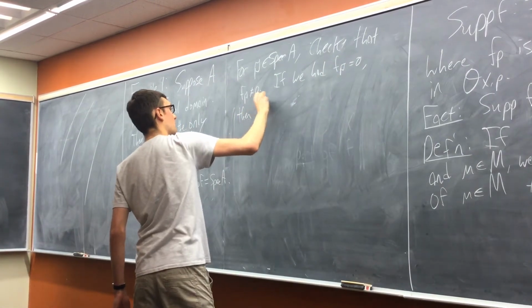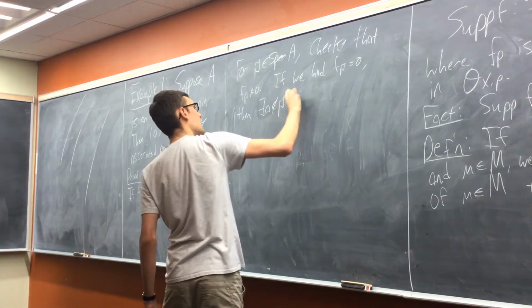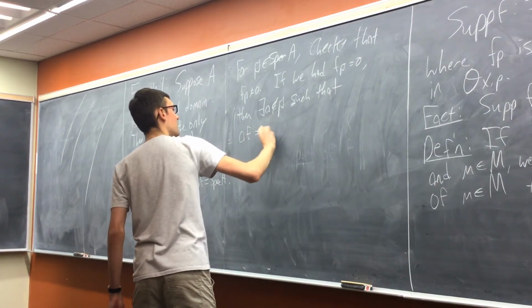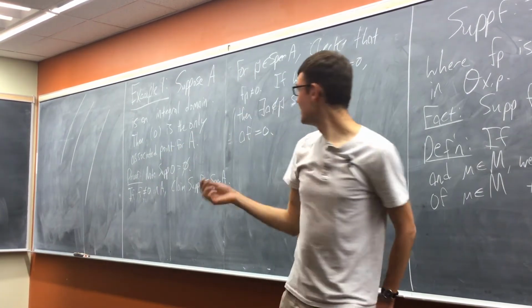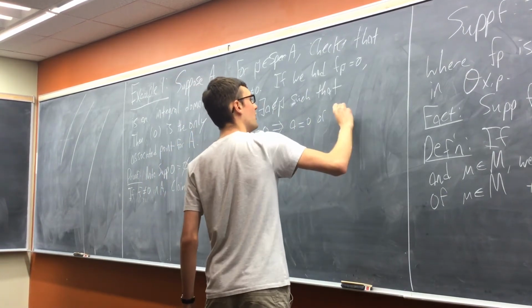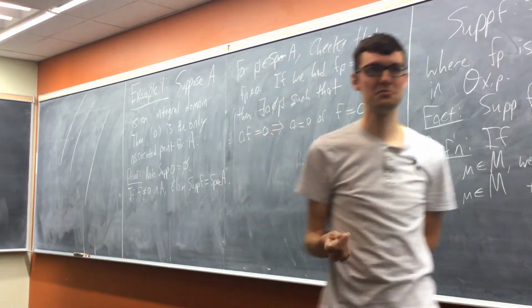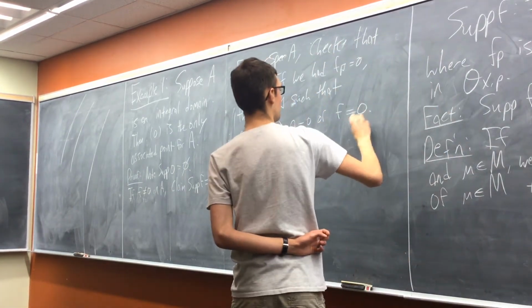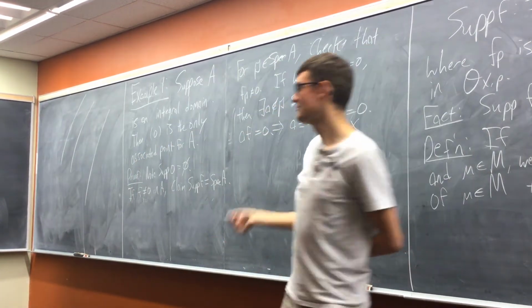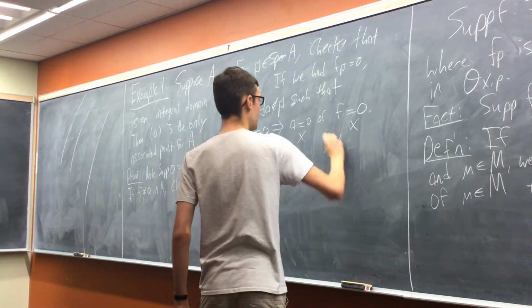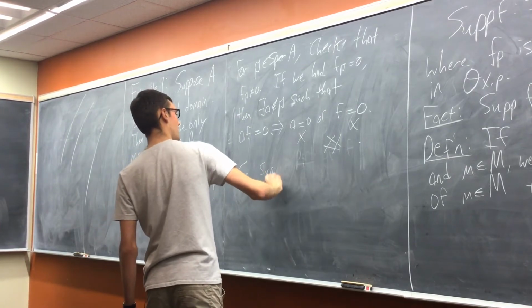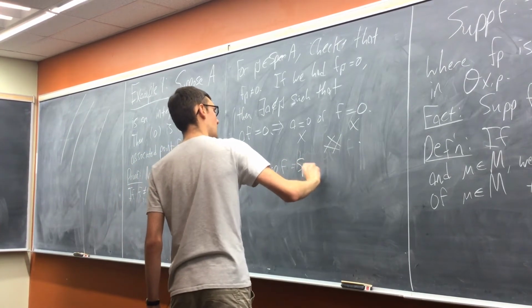Then I could find you some a that's not in P such that a times f equals 0. Well, now we're in an integral domain, so this implies a is 0 or f is 0, but f wasn't 0. And a is not in a prime ideal, and 0 always is. So this doesn't happen either, so we have our contradiction. And so the support of f is Spec A.